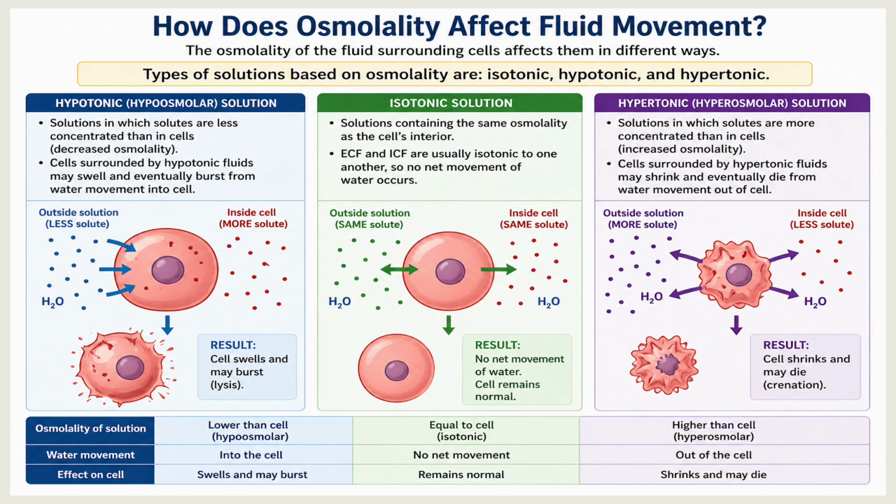Now, in the hypertonic solutions, what happens? The osmolality in the hypertonic solution, the extracellular fluid has a higher solute concentration. So remember, water is going to go from lower to higher. So the water inside the cell will come out and it's going to go outside because it's going towards a higher concentration. And so when that happens, the cells can shrink and could die because cells need water.